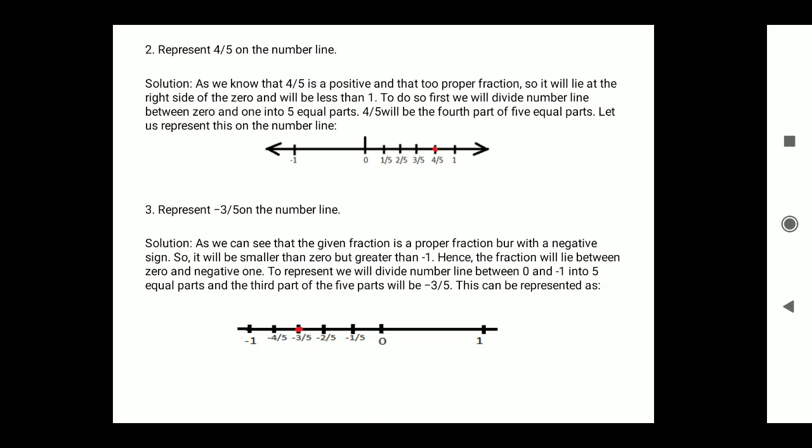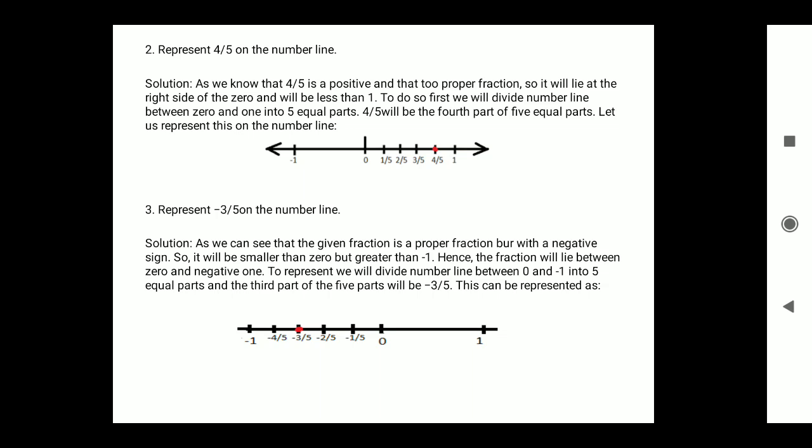On the left hand side there is -1. In the middle there is 0, then 1 upon 5, that means 20%. If we talk about 2 upon 5, that means 40%. 3 upon 5, that means 60%. 4 upon 5, that means 80%. And 1, that means 100%. 1 upon 1, that means what? 100%.